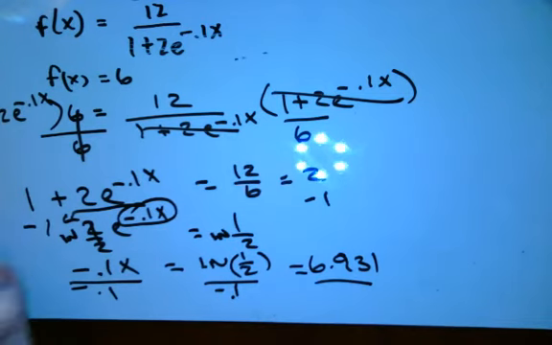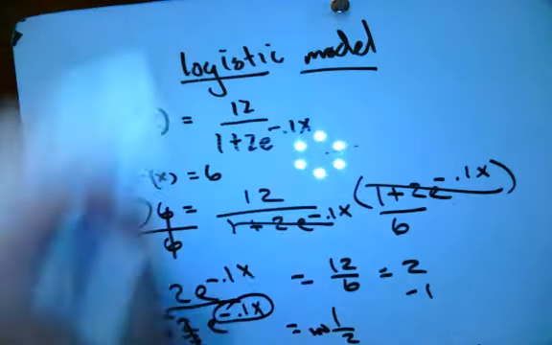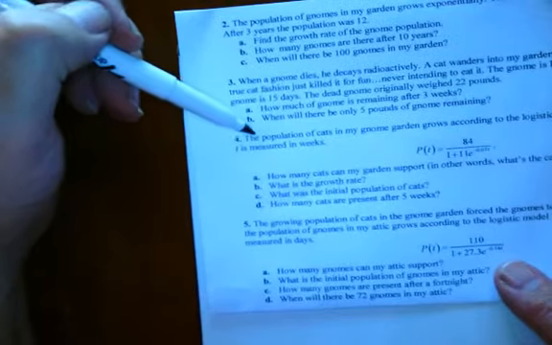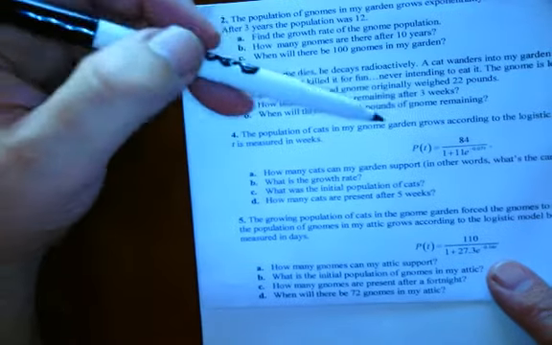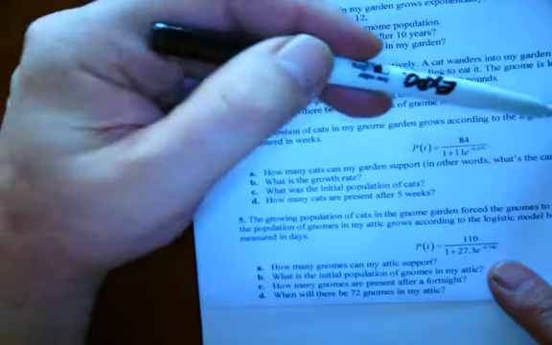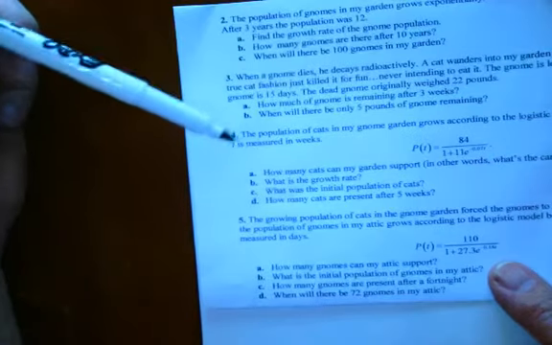We could certainly do it algebraically. I just think it's a lot faster to do it graphically. Okay, so now what are we going to do with this logistic stuff? Well, I have two logistic problems involving cats and gnomes that I'd like to look at with you.